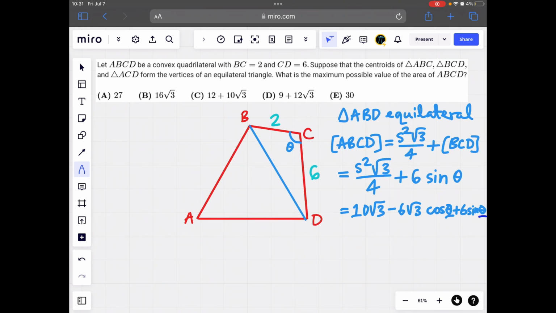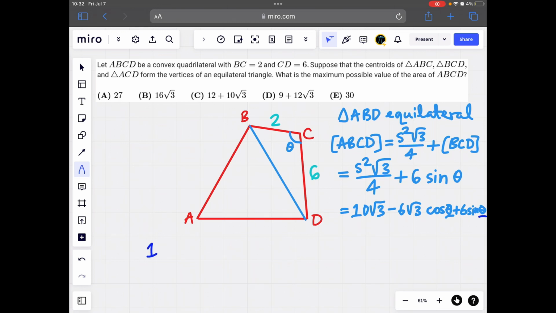Now this 10 root 3 minus 6 root 3 cosine theta plus 6 sine theta is an expression for the area of quadrilateral ABCD. We intend to maximize that expression, and we could do so using calculus. We can find the derivatives of cosine theta and sine theta and set it equal to 0. But we could also do so using trig identities, because it's easier for those who don't know calculus. And it's pretty simple to manipulate this into a nice trig identity. Let's try to do that instead.